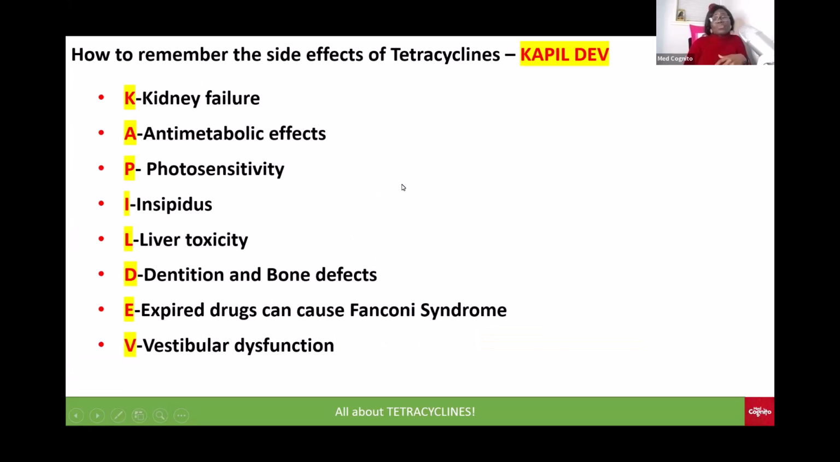So I would want you to also be able to remember the side effects of tetracycline forever. So we are using this mnemonic, CAPILDEV. Keep this in mind. Anytime you see a question and you are being tested on the side effects of tetracycline in that scenario, remember CAPILDEV. So K, as I mentioned earlier, kidney. So kidney failure. A, anti-metabolic effect. P, photosensitivity. We talked about the fact that the skin will become sensitive to sunlight and clients can have sunburns.